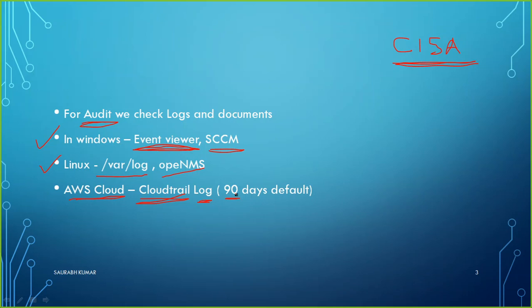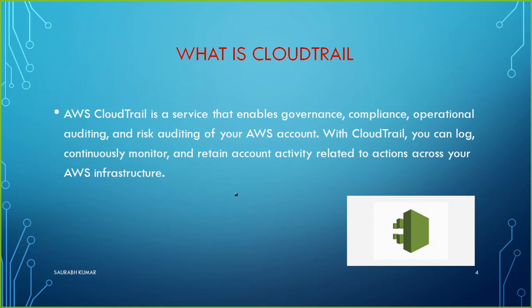So I hope now it is clear what exactly CloudTrail is. Let's have a look at its definition as well. So what is CloudTrail? CloudTrail is a service of AWS which enables governance, compliance, operational auditing, as well as risk auditing of your AWS account. Maybe right now I have only the root user, but if I create 5 users, 10 users, 20 users, maybe 10 IT user accounts, and I gave them some rights, I can do an audit of every user, which user has done what activity.